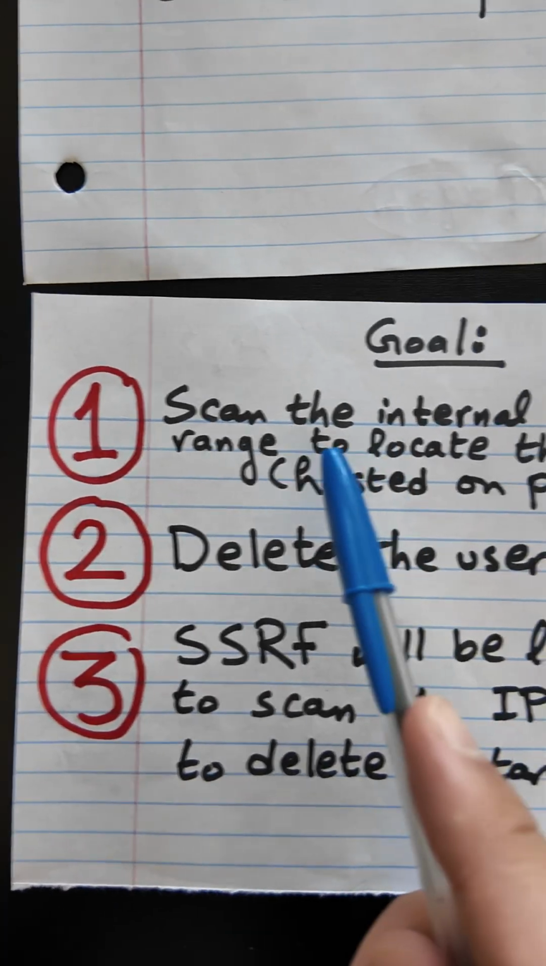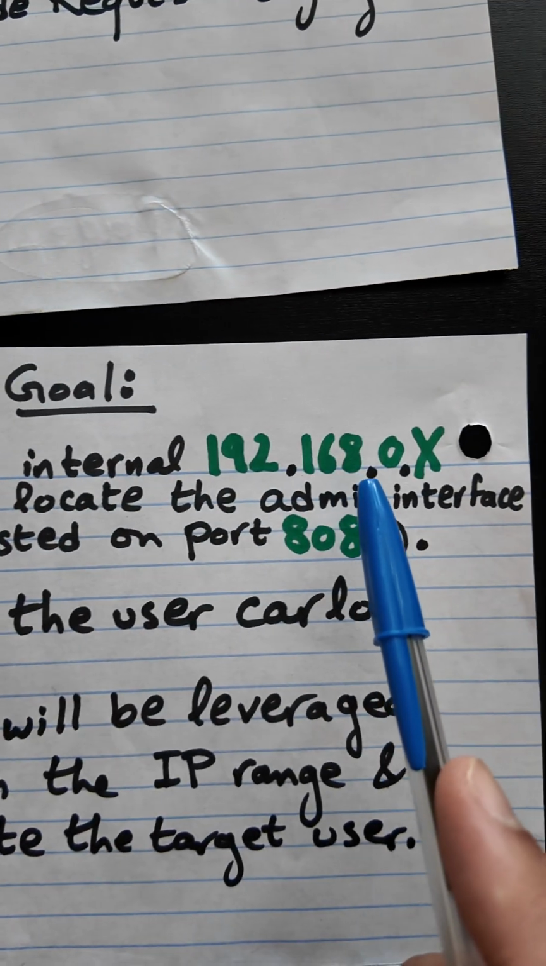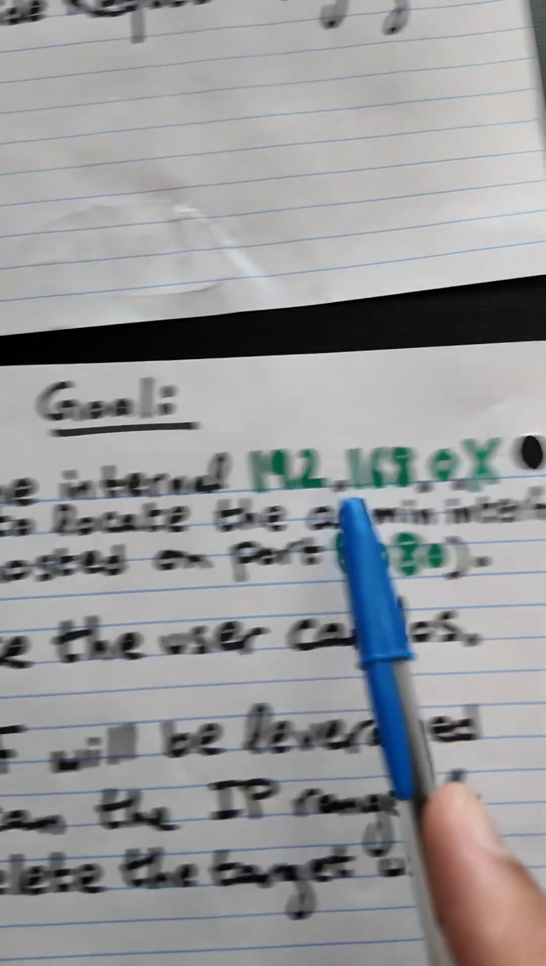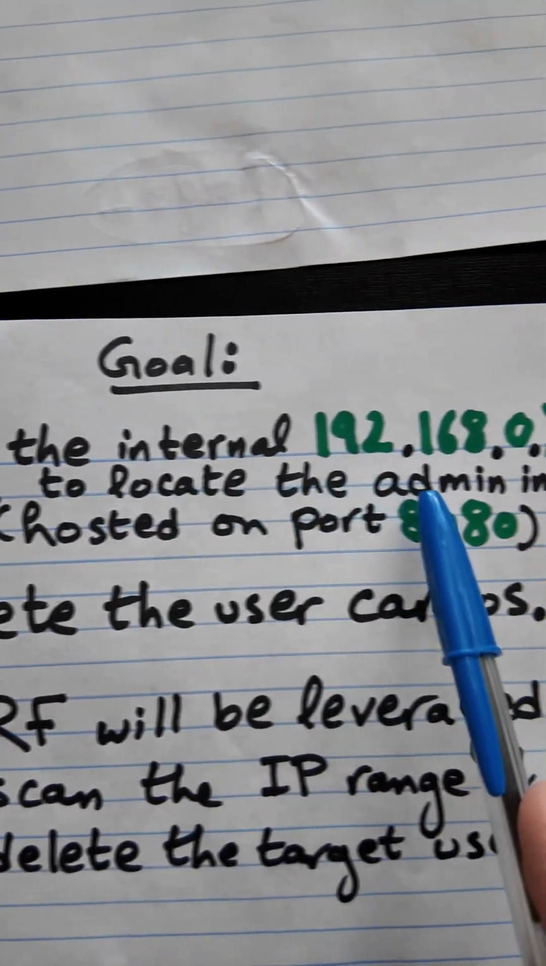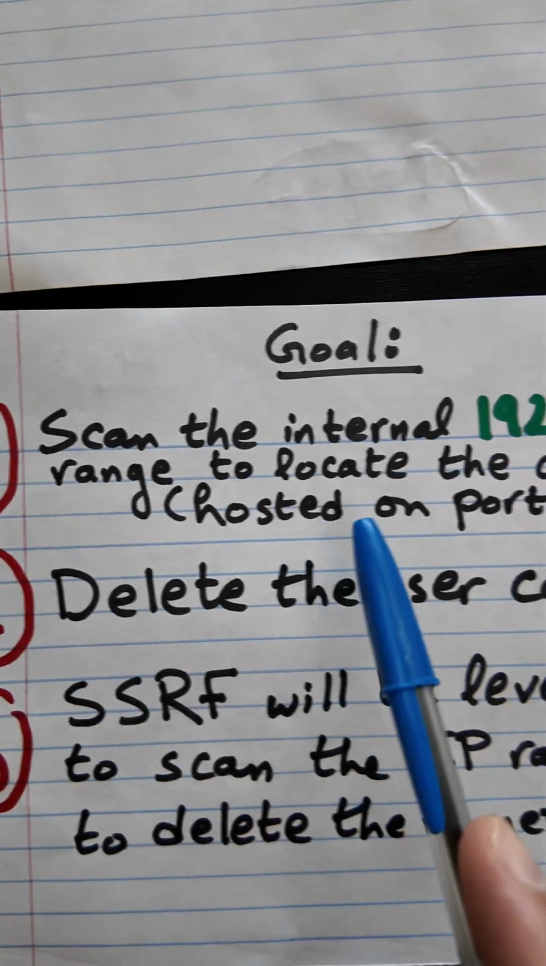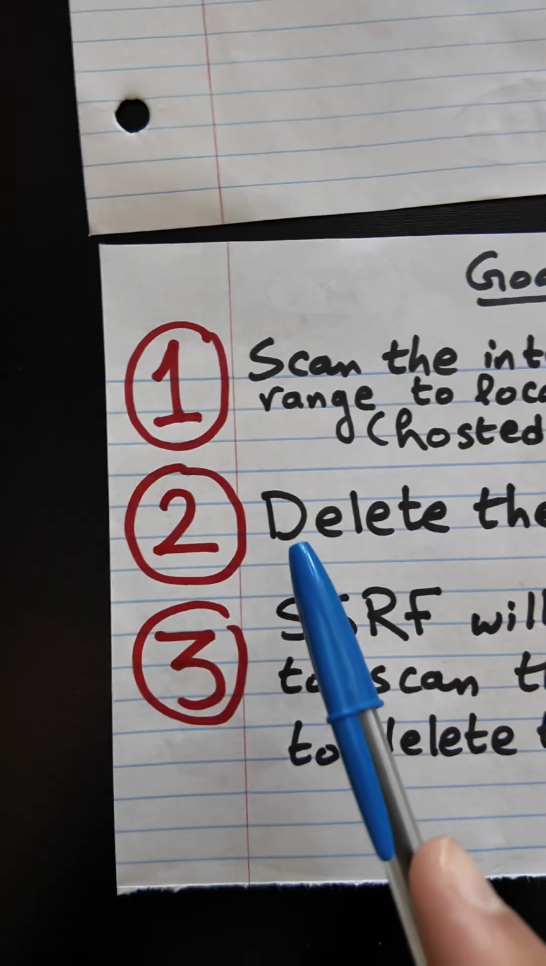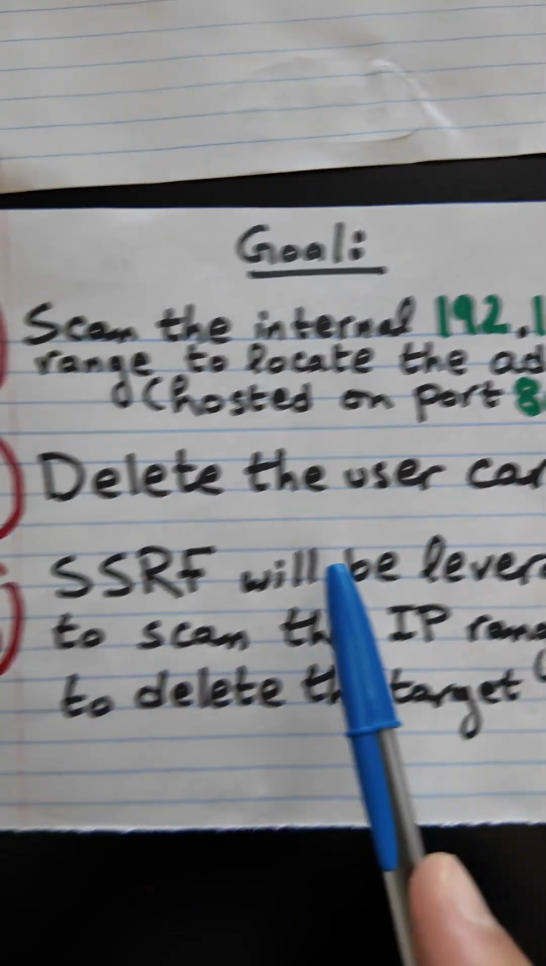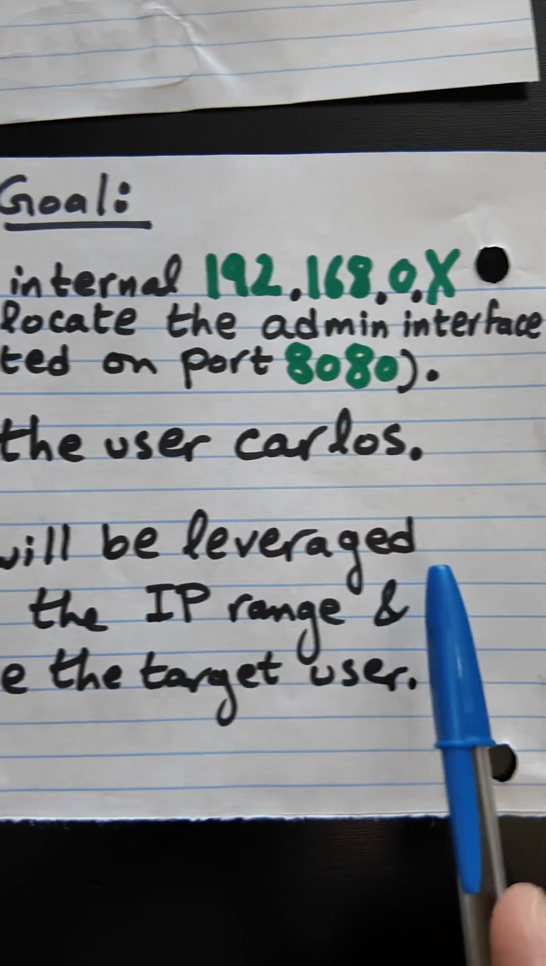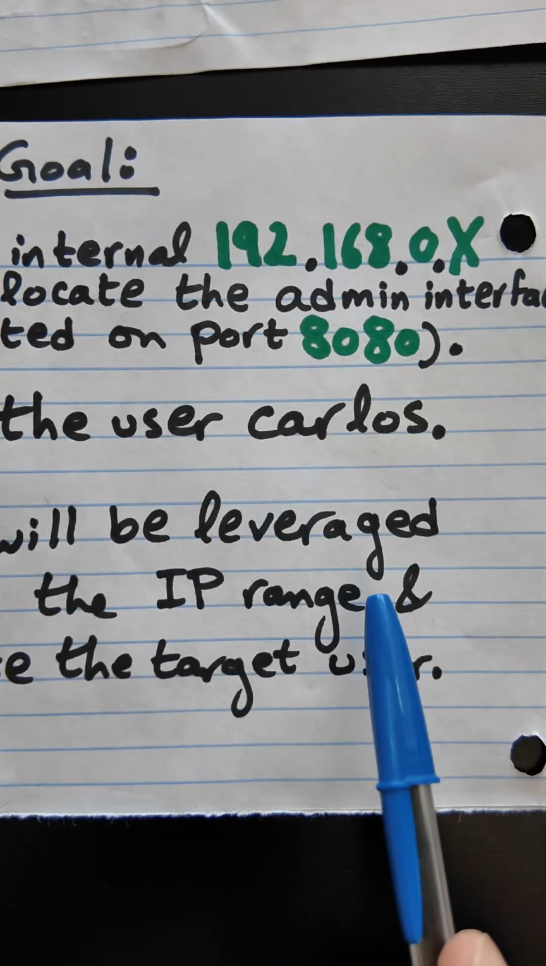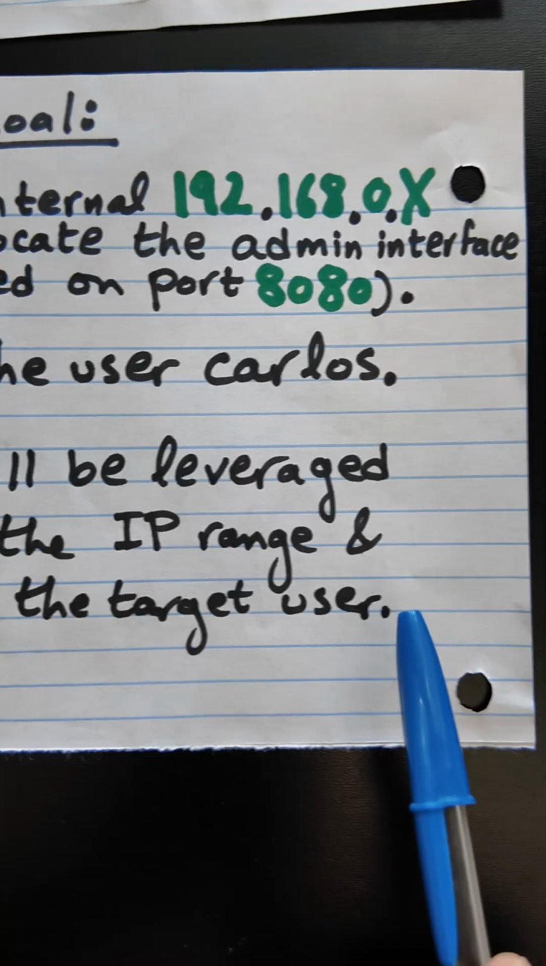The goal of the lab is to scan the internal 192.168.0.x range to locate the admin interface, which is hosted on port 8080. Then delete the user Carlos. SSRF will be leveraged to scan the IP range and to delete the target user.